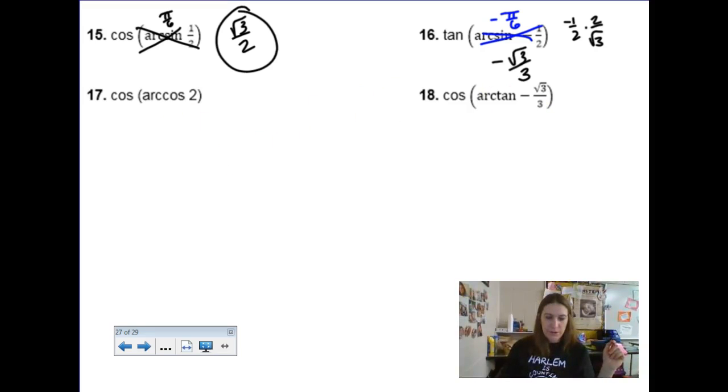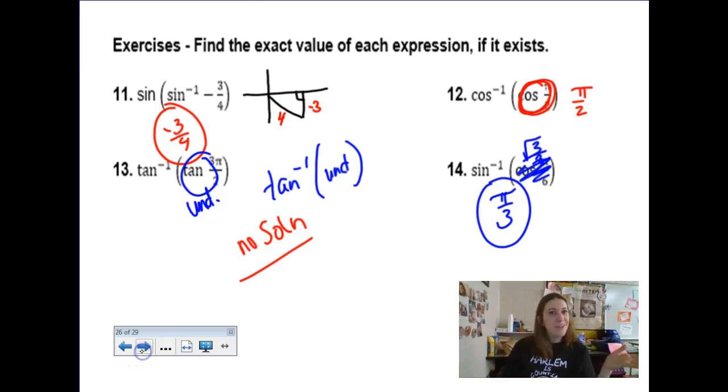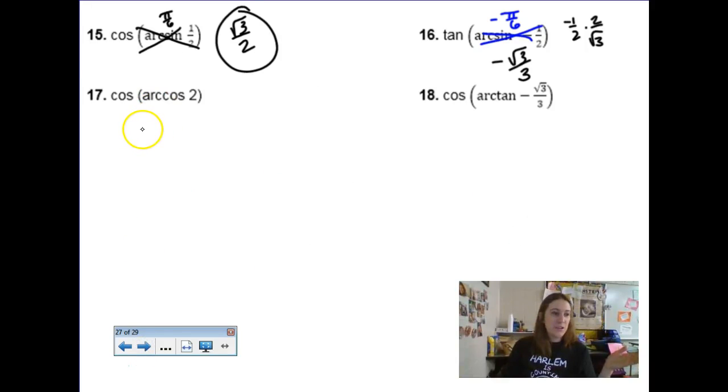17 is kind of like a trick question. Cosine, arc cosine 2. So they're basically asking you about where arc cosine is defined. When is your cosine value going to come out to 2? But remember, cosine only toggles between -1 and 1, so it's never going to be a 2. So this is undefined, which, like, you can do a no solution thing like that, maybe.